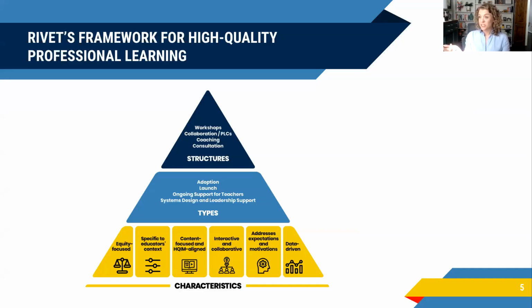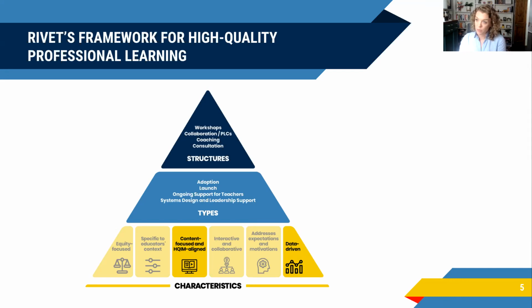So what do we mean when we say definition of high quality professional learning? That's really summarized here in Rivet's framework. Again, Heather's research was really influential in how we thought about this and designed it. Starting at the bottom here, we have the overarching characteristics of high quality professional learning. Today, we're going to be focusing primarily on these two darker ones, content focused and HQIM aligned and data driven. At Rivet, we also think about the types of professional learning that teachers need. Educators need help adopting high quality instruction materials, launching those materials.